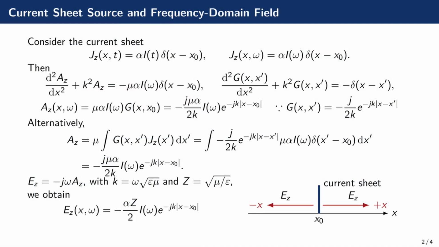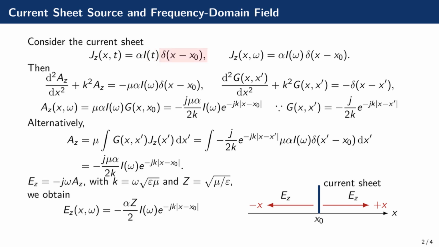Now I will explain how to obtain the solution by using the green function. Now let us consider one example. Suppose the current density has this form. There is a coefficient alpha and the current value is I. We regard it as a function of time.